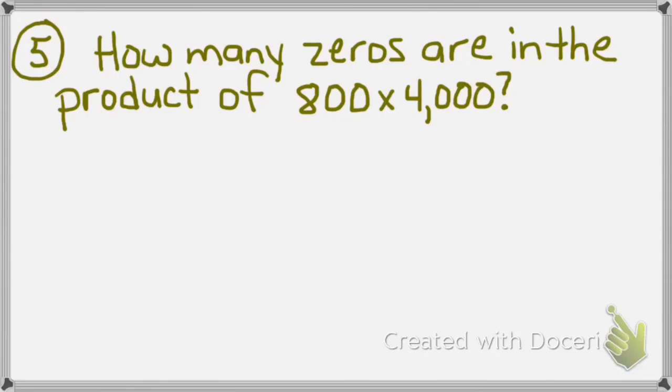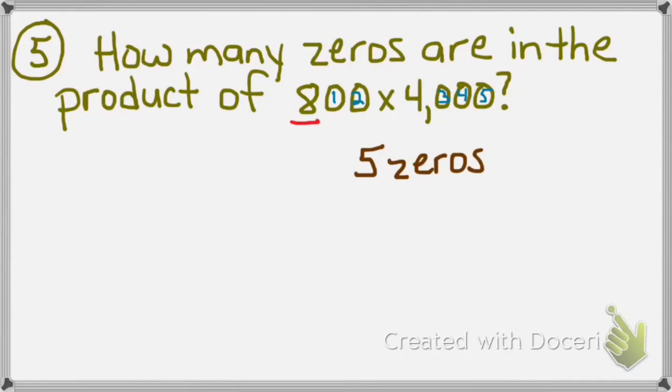So let's solve it. But before I solve it, every year we always get the kids who say, I'm too smart for this. I could just count my zeros and that's my answer. In 800 there's 2, and 4,000 there's 3. 2 plus 3 is 5. So the answer is 5 zeros. Well, let's work it out and see if that's true.